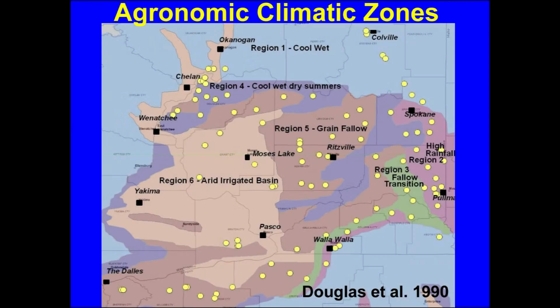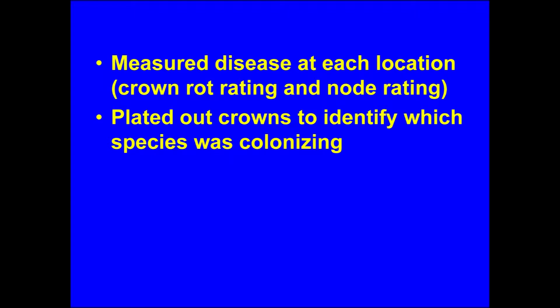So basically what we did was to sample over a 2-year period 100 locations throughout all the agro-ecozones. From each location we did 5 samples, so that's a total of 500 samples each year. What we did was to look at the disease rating at each of those locations, both crown rot rating and node rating. So we look at how far up the pathogen moves. And then we also plated out specimens to see which fungus was going to colonize those.